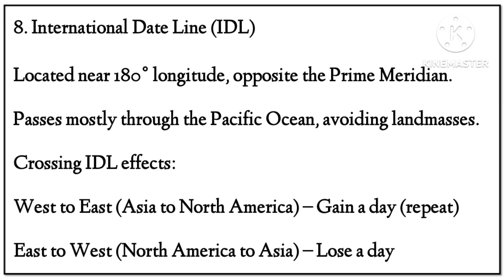International Date Line, IDL. Located near 180-degree longitude, opposite to the prime meridian, it passes mostly through the Pacific Ocean, avoiding land masses. Crossing effects: west to east, Asia to North America, gain 1 day. Repeat: east to west, North America to Asia, lose 1 day.